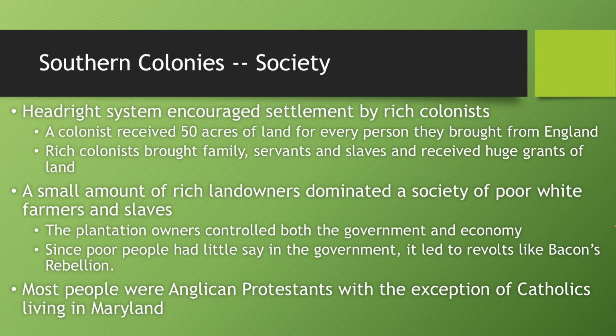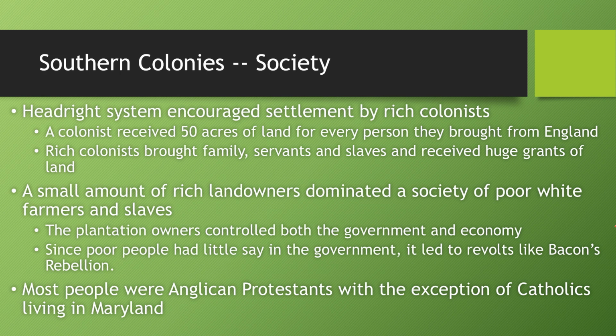The economic system of the plantations is really going to drive the development of the society in the Southern Colonies. One of the ways that lots of rich colonists were encouraged to settle there was a system in Virginia called the headright system. Because they had so few settlers moving there, the government of Virginia, the Virginia Company, was offering land to every person that came from England. The way the system worked is you got 50 acres of land if you came, but you also got 50 acres for every person you brought with you or every person you paid for.